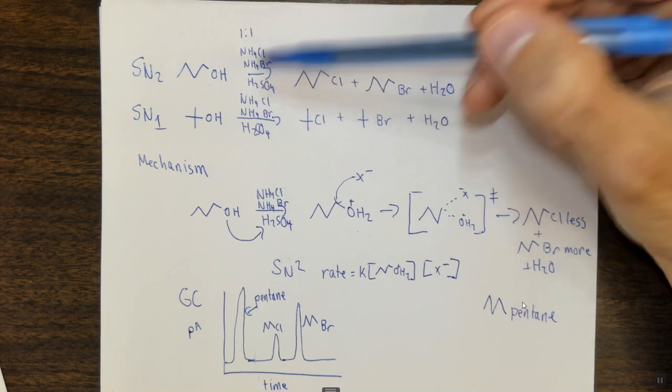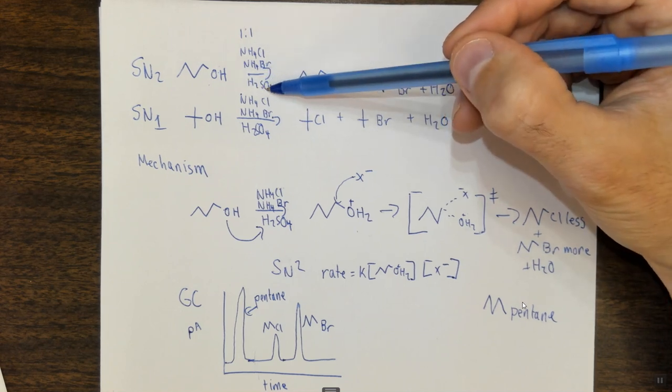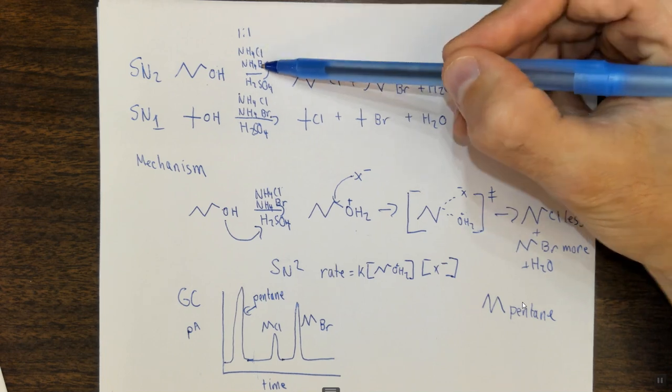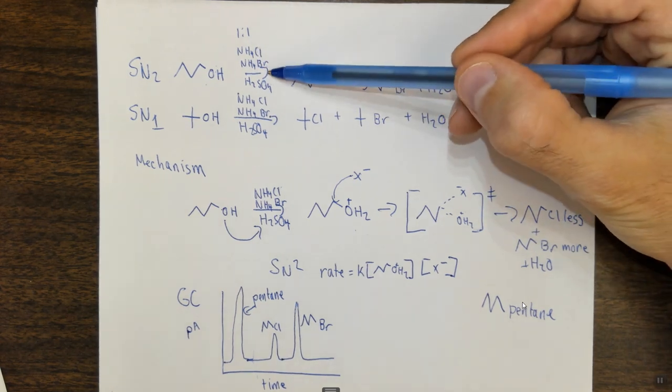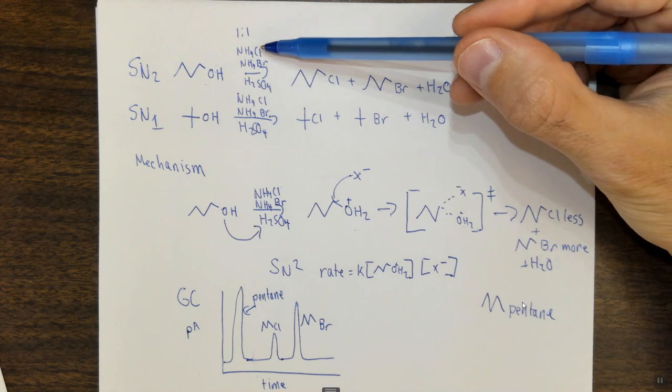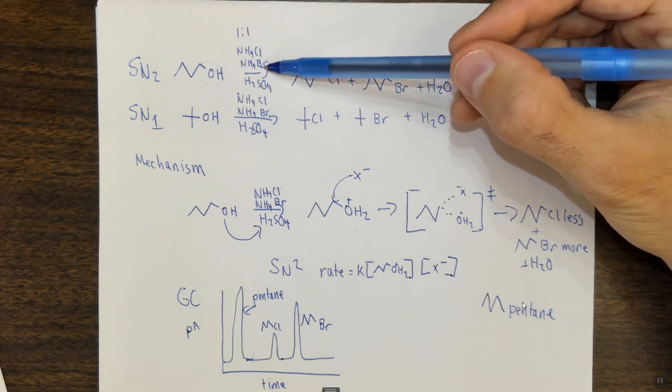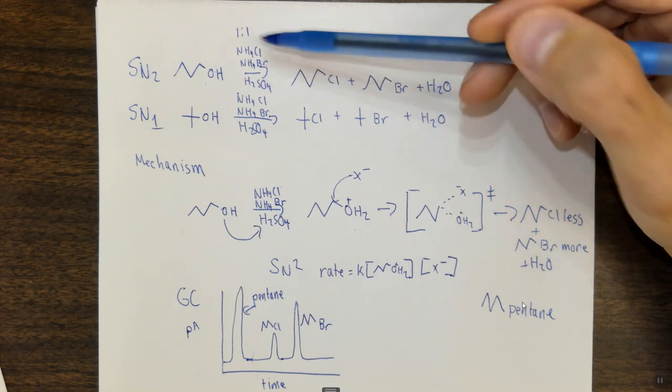You do not want to add warm concentrated sulfuric acid to a mixture of chloride and bromide because, again, it will make hydrochloric and hydrobromic acid. You especially don't want to do this outside the hood because then you will breathe in that hydrochloric and hydrobromic acid, which is dangerous. So don't do it.